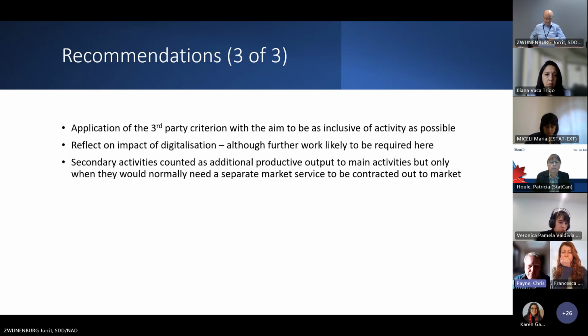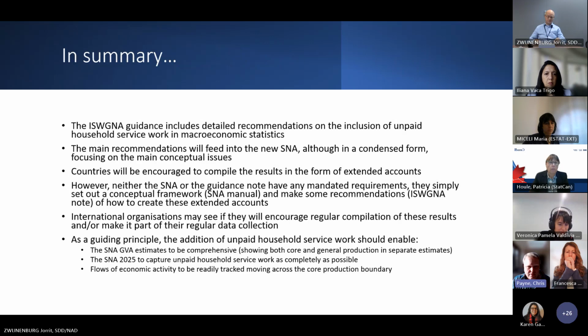So the application of the third-party criterion should be as inclusive as possible. It should really reflect the impact of digitalization where possible, and secondary activities should be counted as productive if they would require another service to be brought in. So it's about establishing, if you weren't doing that activity, how much would it cost to contract out, and vice versa. If you were contracting out, how much of your time would be involved in producing that activity, etc.